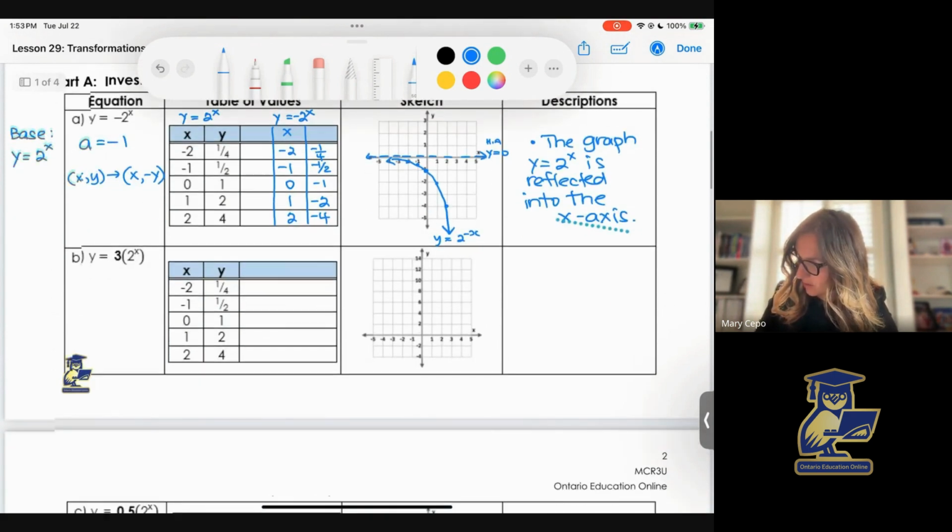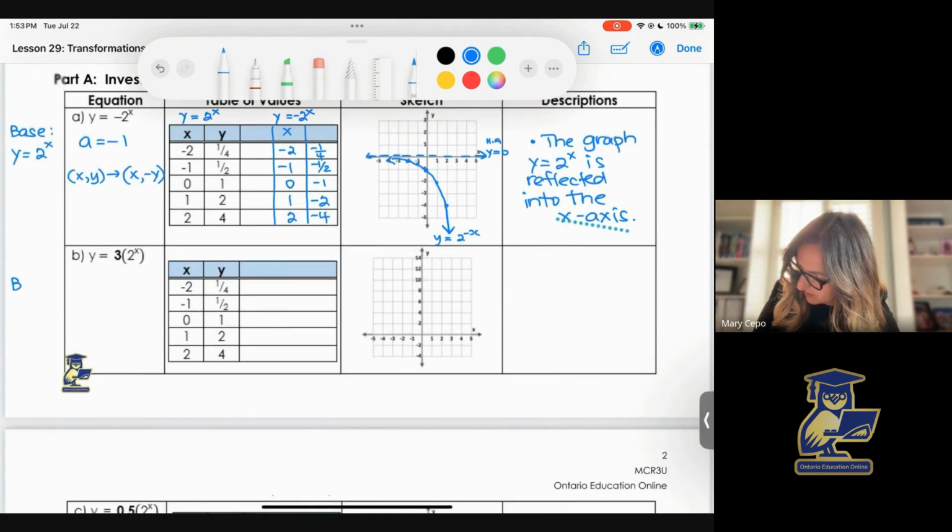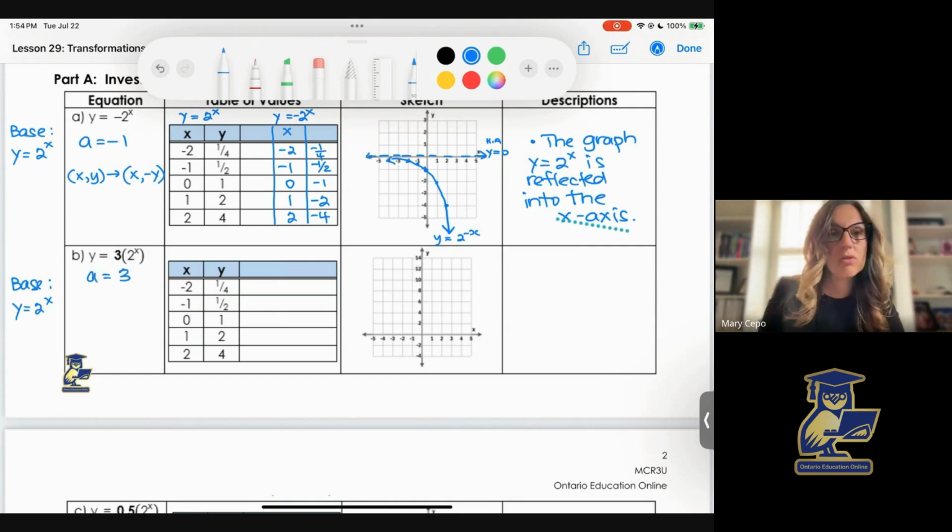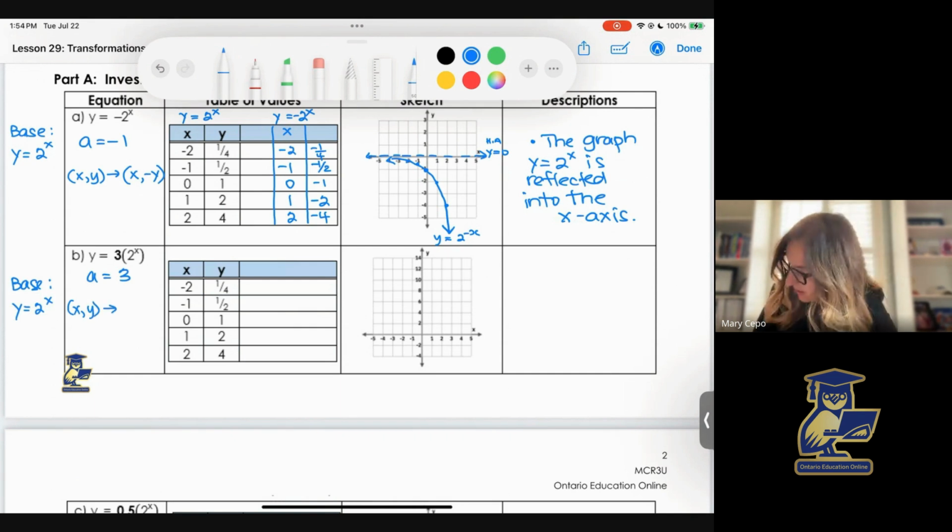Okay, so again, starting with the same base function, what happens when a is 3? Now we know from previous functions that an a of 3, because it's greater than 1, would be a vertical stretch by a factor of 3. So that means, again, for each of our parent function key points, we're going to take each of those y values and multiply it by 3. Okay, so this is my base function.